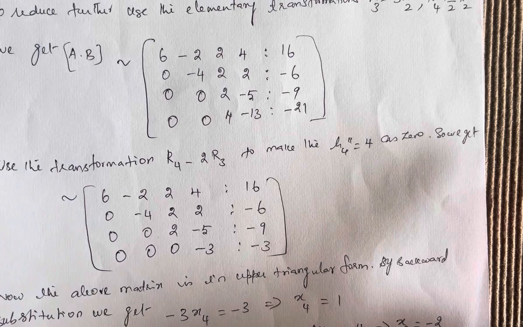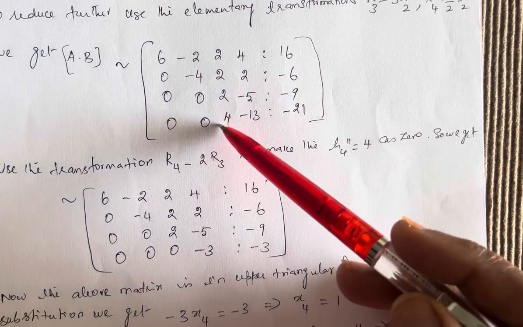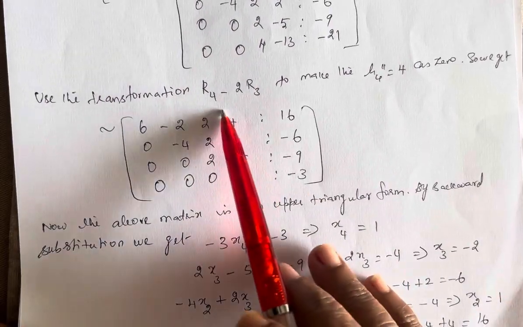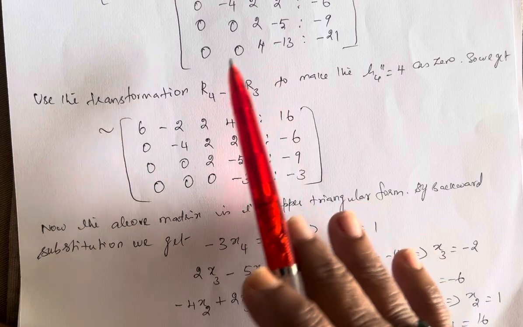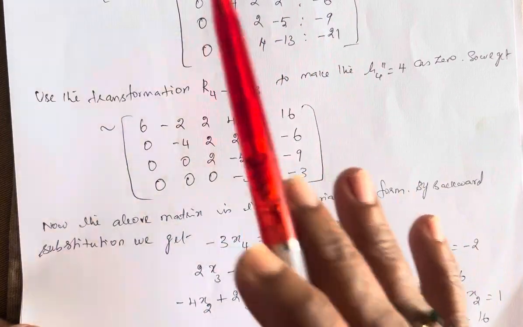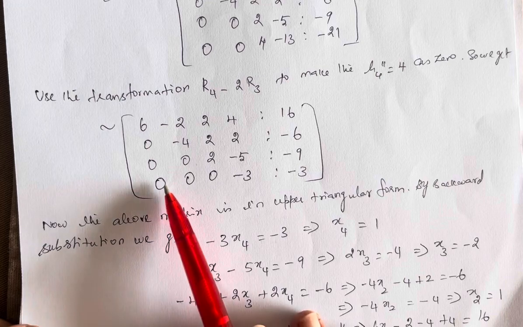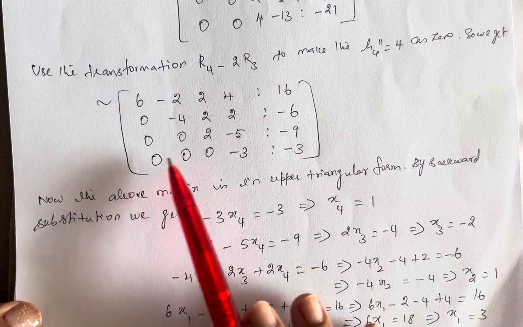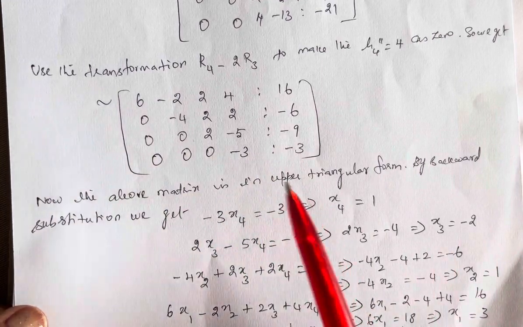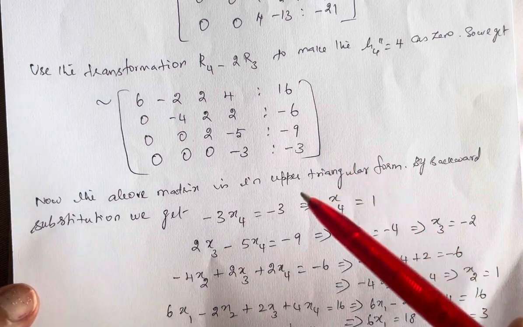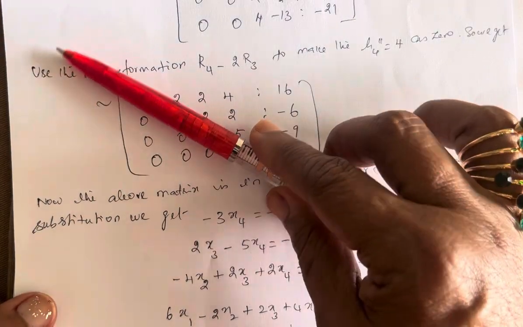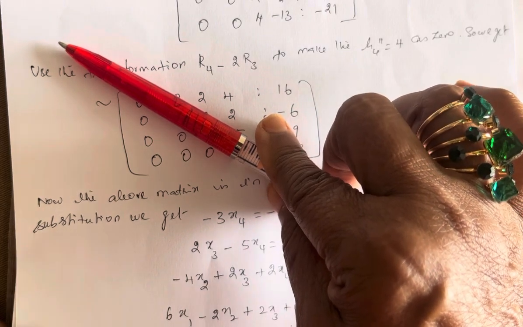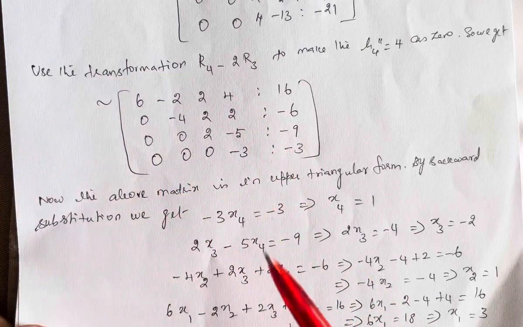So only one element is left out, that is the 4. That 4 has to be 0. For that I am going for the transformation R4 minus 2R3. That is, I am multiplying row 3 by 2 and then subtracting from R4. By doing so, this 4 also becomes 0, and we get 0, 0, minus 3, minus 3. Now the entire matrix A has been brought to an upper triangular matrix, with the principal diagonal and all the elements below it being 0. Hence, this is in the form of an upper triangular matrix.